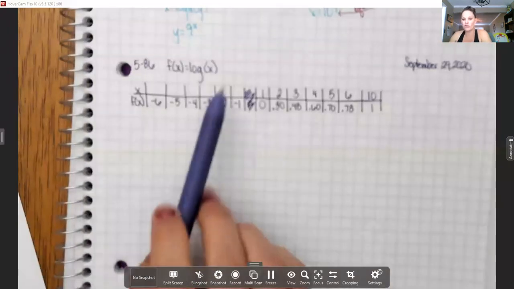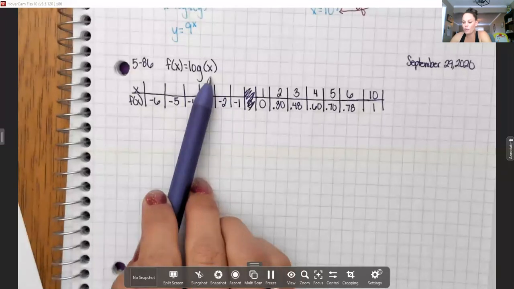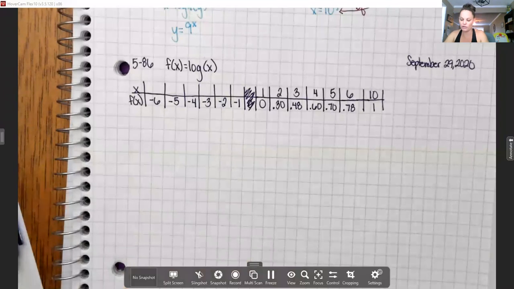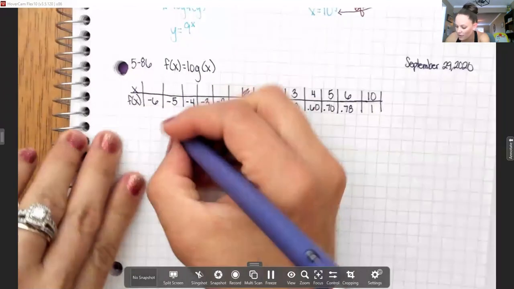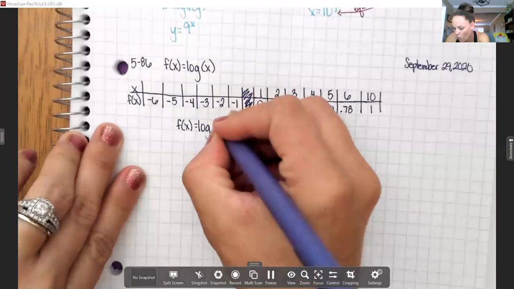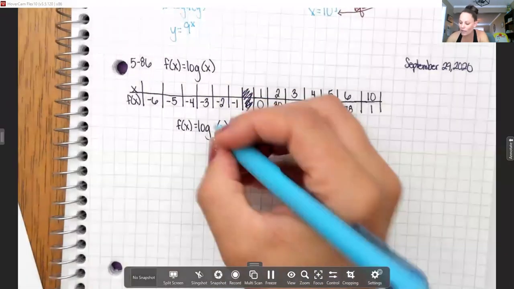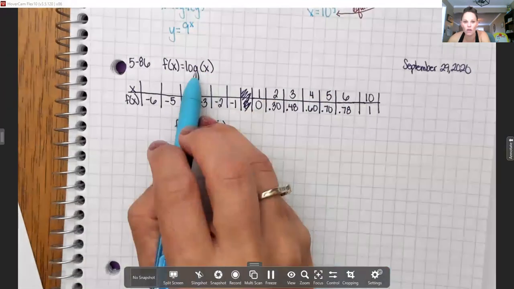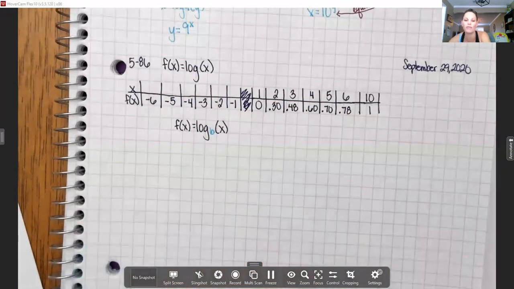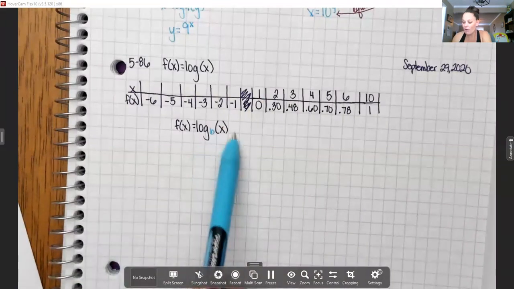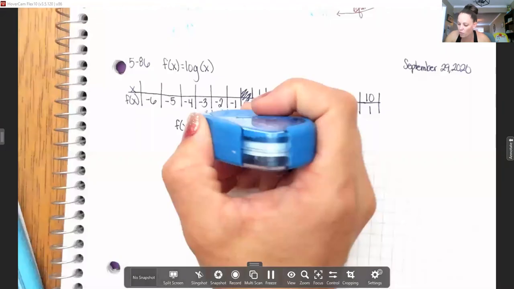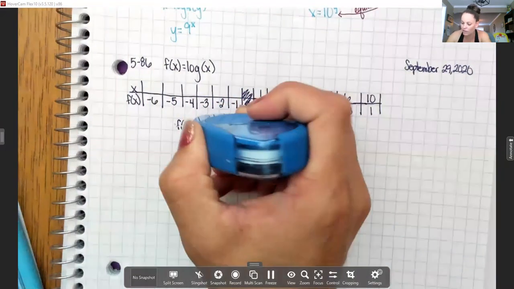Remember what logs are doing. We're trying to figure out what the base is when it's not written. When it just says log, it's implied that we know what the base is. I'm just going to call it B for base. If I write this in exponential form, I actually want to write this as y equals, so it's a little less confusing too.